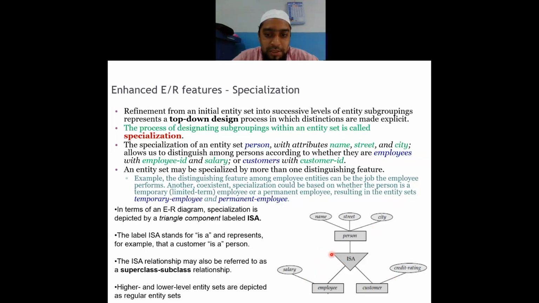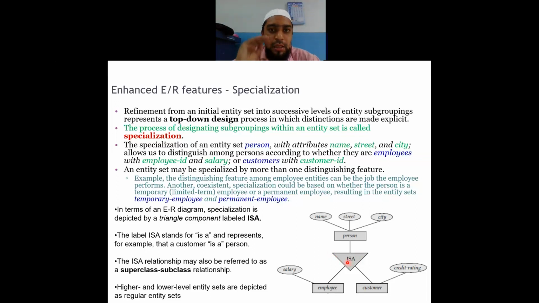Now, for specialization, there was a downward triangle, right, with an ISA relationship written as the label over there. For generalization, the same notation is used. It's not an upward triangle. There is no upward triangle in the ER diagram. Do remember here, the triangle will always be downwards with an ISA label inside it.